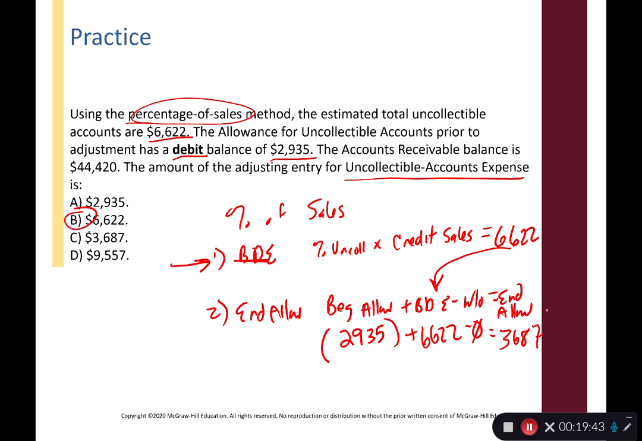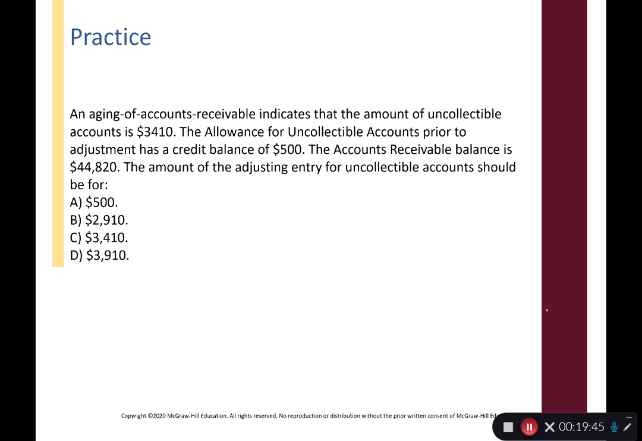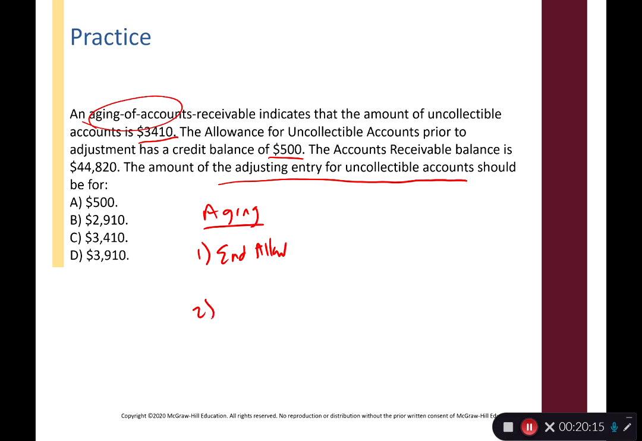Last question that we'll do: An aging of receivables indicates the amount uncollectible is 3410. The allowance prior to the adjustment had a credit balance of 500. The accounts receivable is 44820. What's the amount of the adjusting entry for uncollectible accounts? So the method the company is using is aging. So aging. Step 1 gets me the ending allowance. Step 2 gets me BDE.